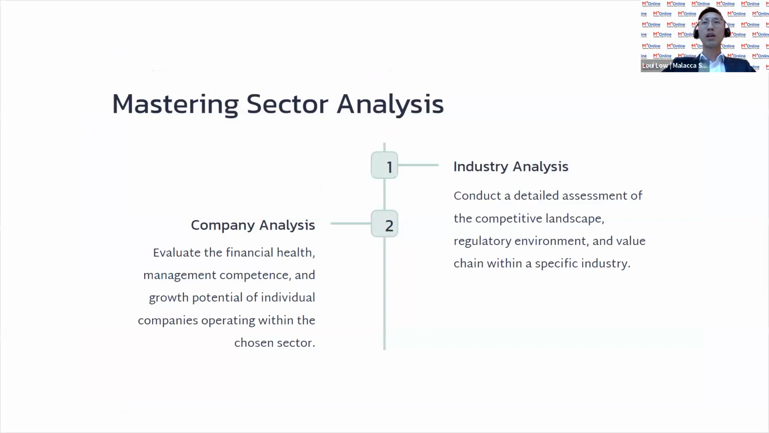So for industry analysis, you can conduct an understanding of the value chain of the specific industry, and then drill down towards company analysis: evaluate the financial health, management competency, and growth potential of individual companies operating within that chosen sector. So if you have chosen oil-related counters, you have to understand which are the areas. I would always look at industry first, which means which industry you want to go into, and whereabouts, which value chain you want to invest into.